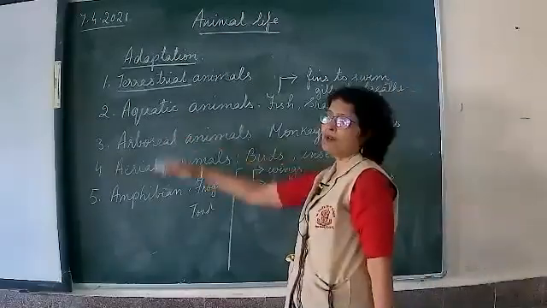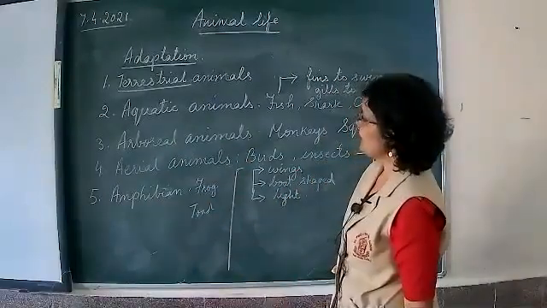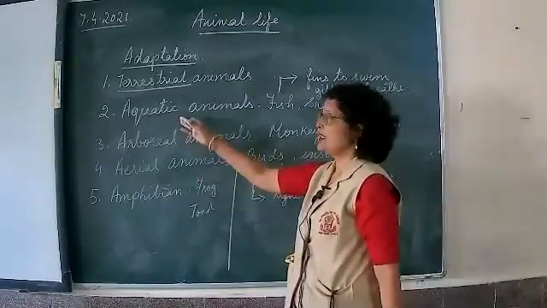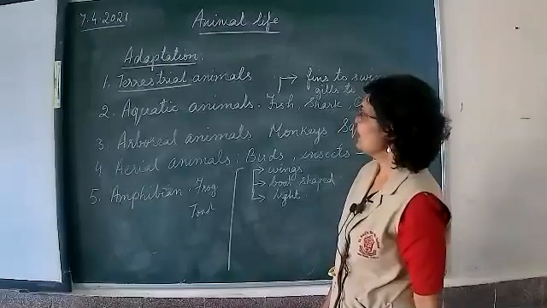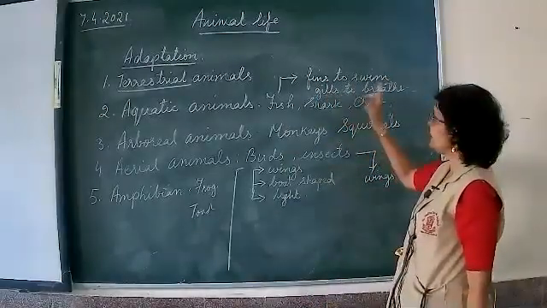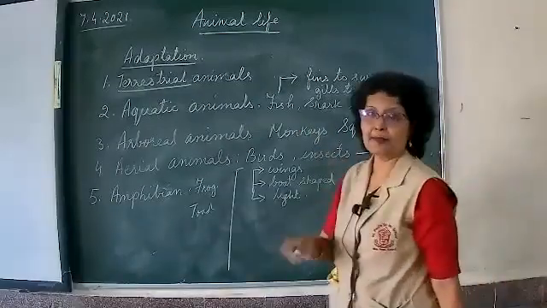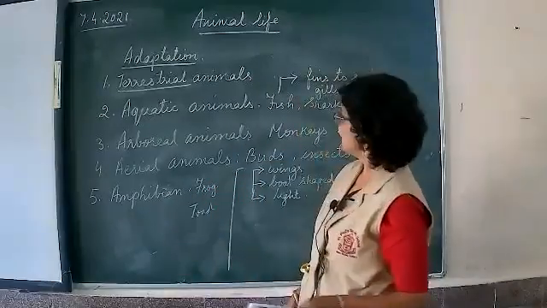Then aquatic animals are animals which live in water. Examples are turtles, fish, crab, etc. Fish have fins to swim and gills to breathe. The turtle has paddle-like limbs, paddle-like legs, to push the water behind as they swim.